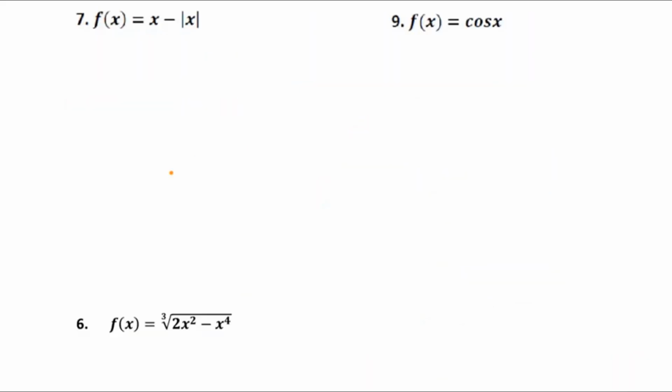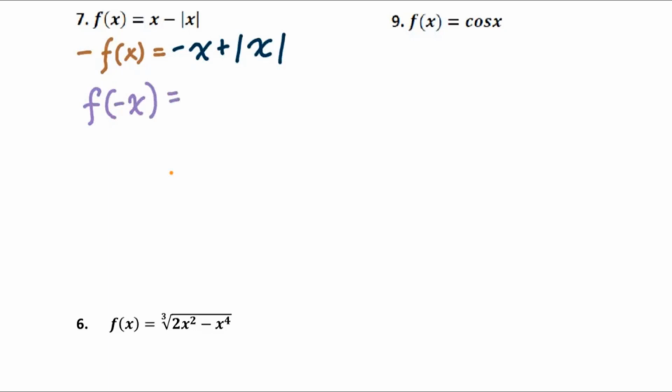Now let's go to number 7. Still, I need to work out the opposite of f(x). The opposite of this x will be negative x. The opposite of a negative absolute value of x means positive absolute value of x. So we got the f of negative x now. F of negative x means we need to plug every single x into negative x. So we got negative x minus the absolute value of negative x.